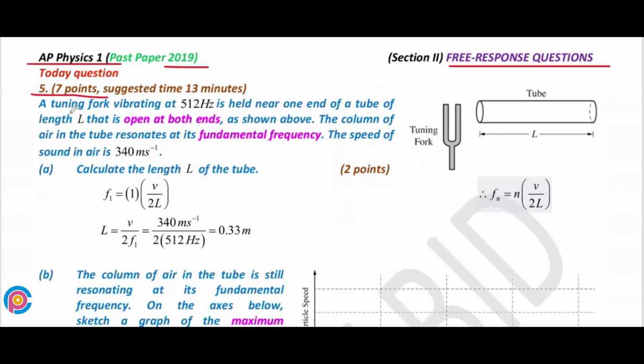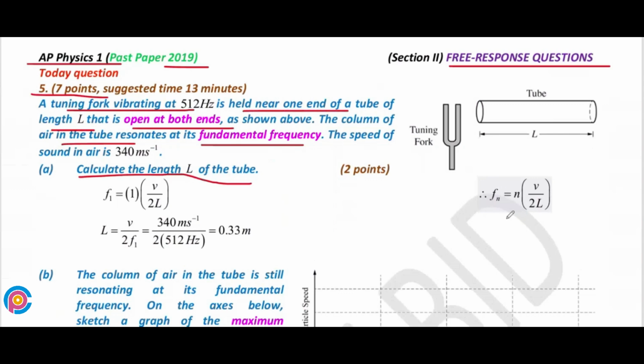In this question, a tuning fork vibrating at 512 Hz is held near one end of a tube of length L, open at both ends, meaning the tube is open at both ends. The column of air in the tube resonates at its fundamental frequency. The speed of sound in air is 340 meters per second. Now the first question: calculate the length of the tube.